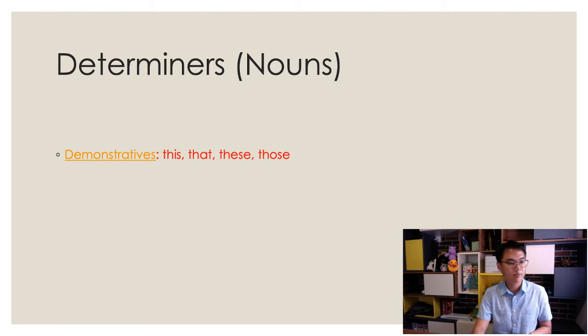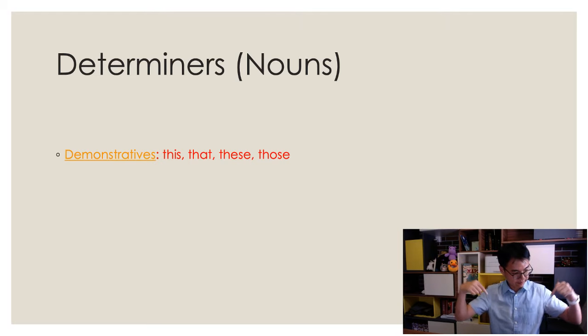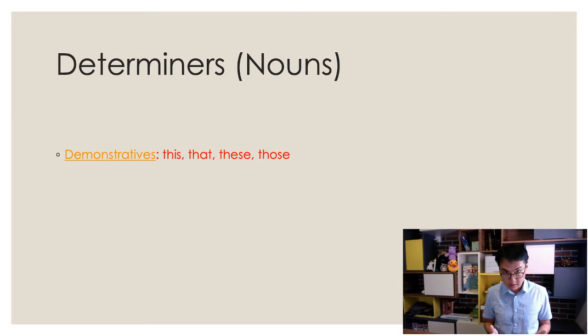The next one I'm talking about now is demonstratives. So this, that, these, and those. All of these refer to the position of the object in relation to you. So if I say this durian, I am pointing at something that is relatively close to me, and it's singular in number. This durian.